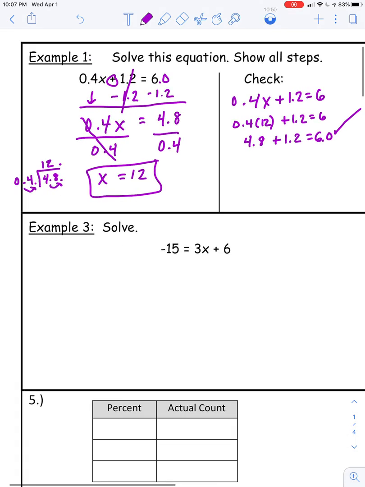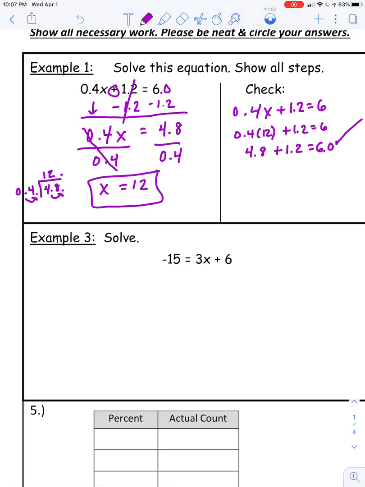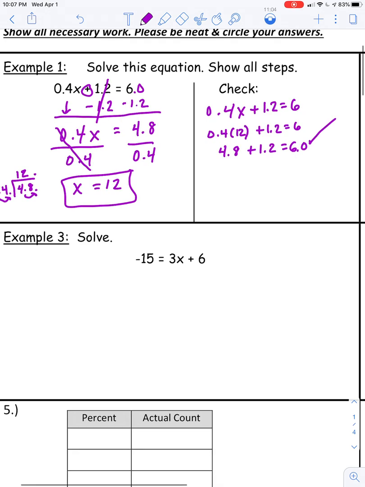Okay, let's move right along. We'll do another one here. Now, example 3, they just have it flip-flopped. So instead of having the x term on the left-hand side of the equal sign, they put it on the right-hand side. Not a problem. We're going to work it out the same way. If you don't like it that way, you can rewrite it like this so that your x term is on the left-hand side. But I'm going to work it out the way that it is. But if you want to do it this way, you certainly can.